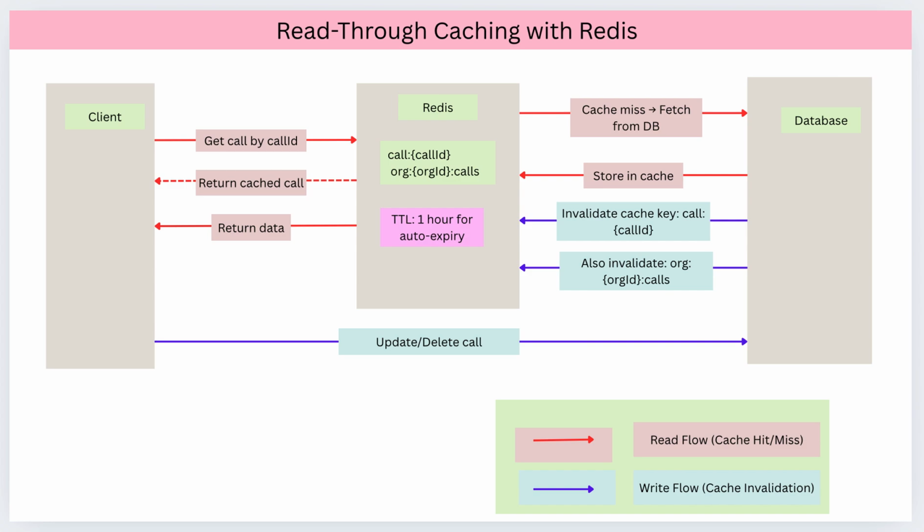So to wrap it up, check Redis before going to the database. On a cache miss, fetch from the database and update Redis. After updates or deletes, invalidate the cache, use smart granular cache keys, and always set a TTL to keep your data fresh. This is the heart of read-through caching, and it makes your app faster, more reliable, and scalable.